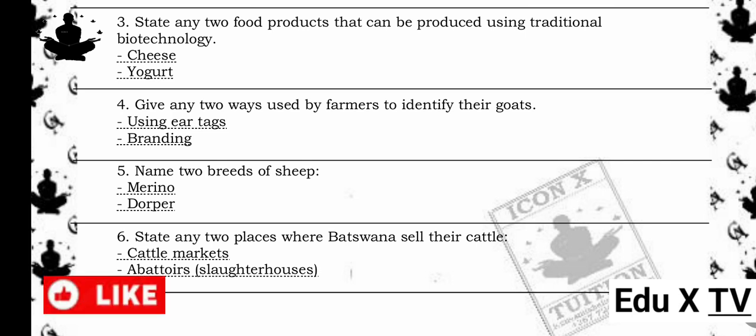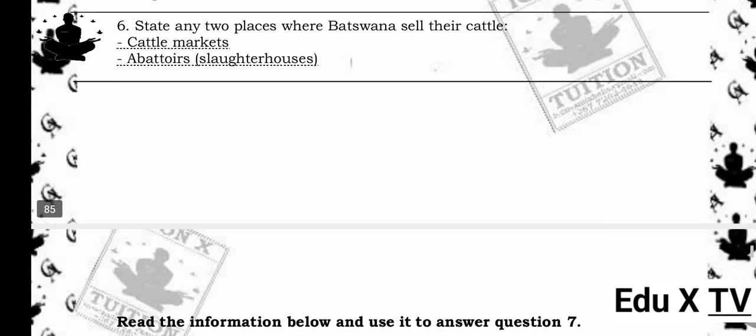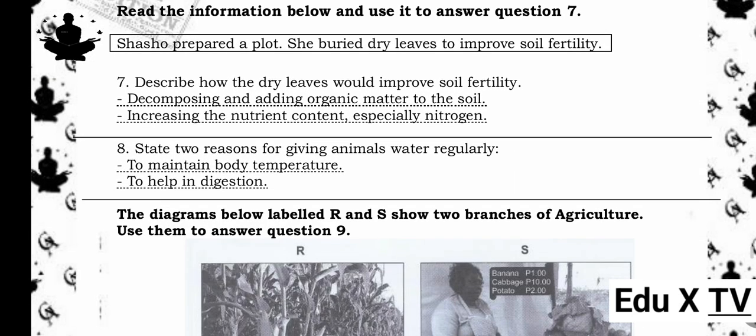5. Name 2 breeds of sheep. Merino. Dorper. 6. State any 2 places where Botswana sell their cattle. Cattle markets. Abattoirs (slaughterhouses). Read the information below and use it to answer question 7. Shasho prepared a plot. She buried dry leaves to improve soil fertility. 7. Describe how the dry leaves would improve soil fertility. Decomposing and adding organic matter to the soil. Increasing the nutrient content, especially nitrogen. 8. 2 reasons for giving animals water regularly. To maintain body temperature. To help in digestion.